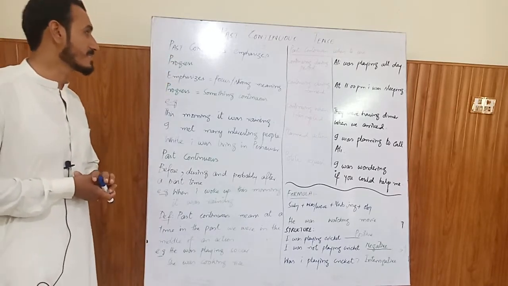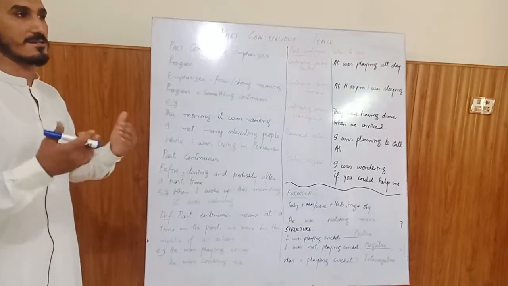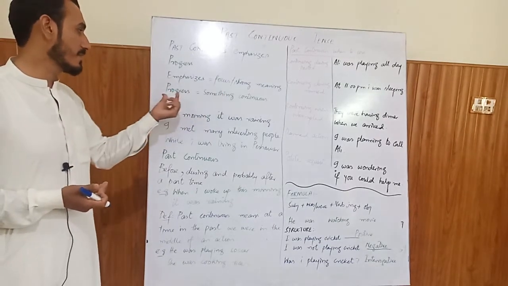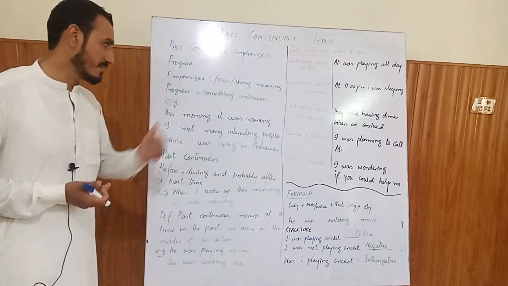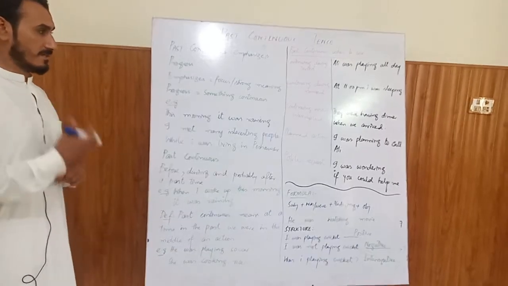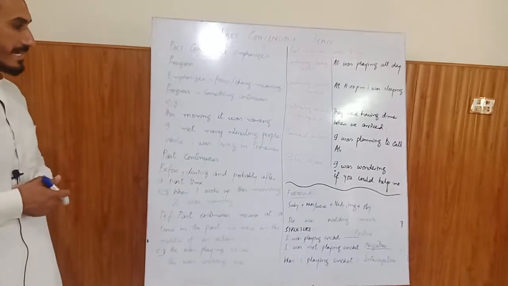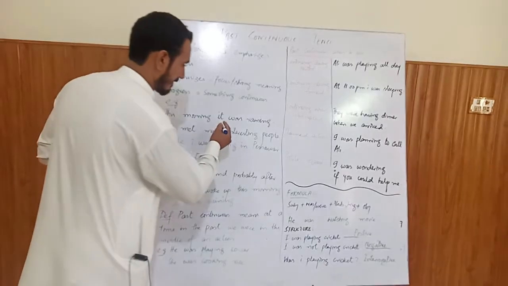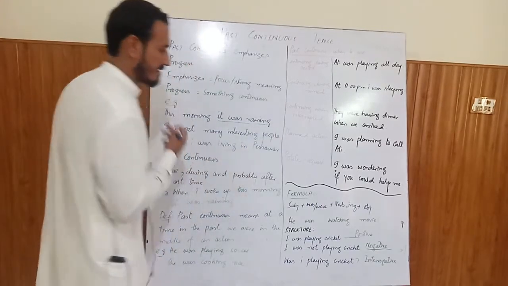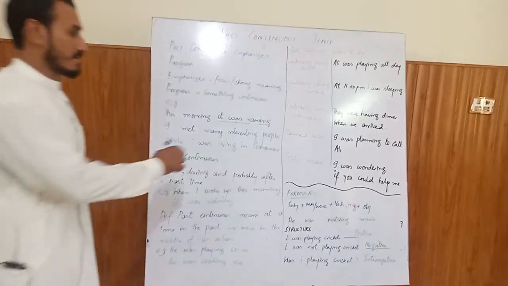Past continuous emphasizes progress. They are in progress. Emphasize, focus, strong meaning, progress. Something continuous. Something which is continuous. It explains progress. For example, this morning it was raining. It was raining. So it is progressive. And the ing is progressive. With continuous we are putting ing.